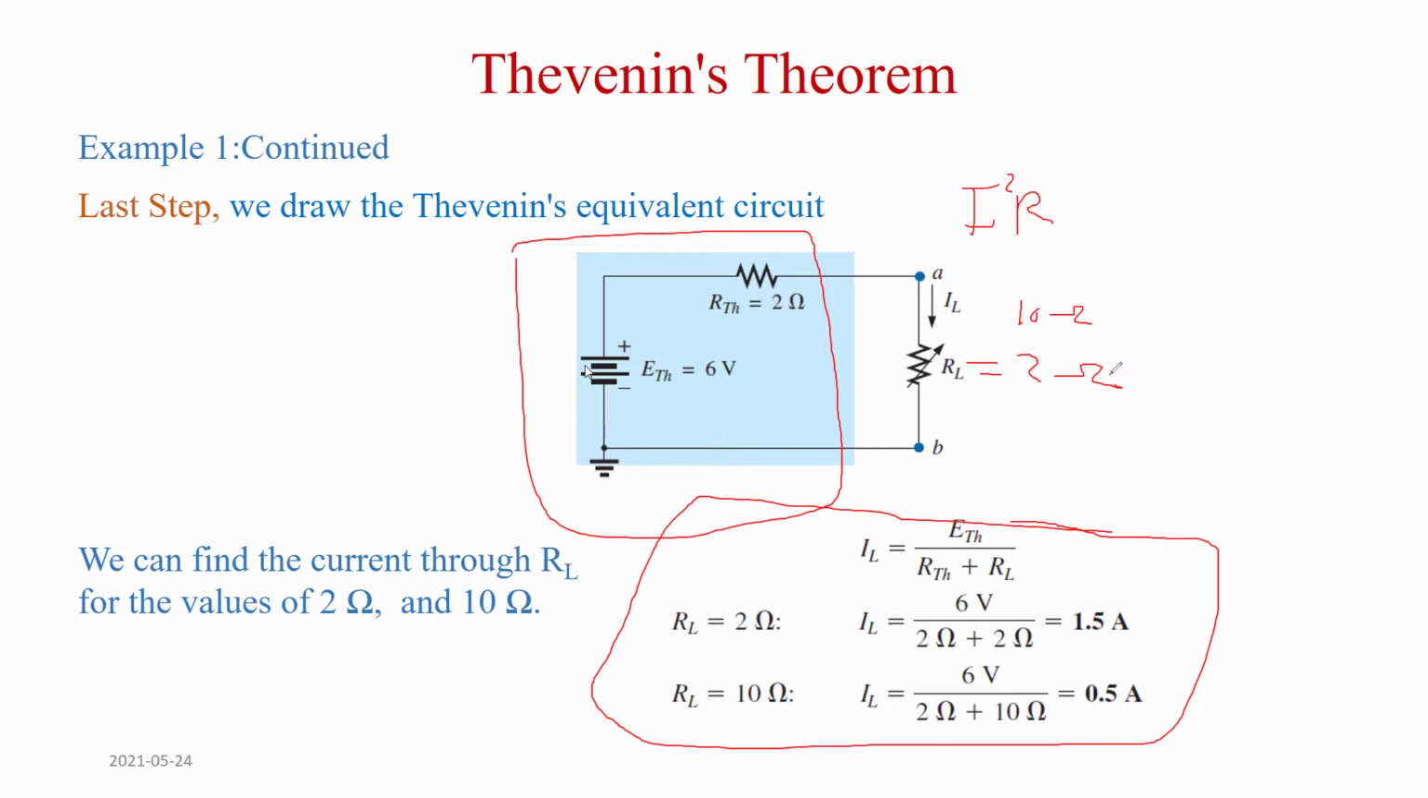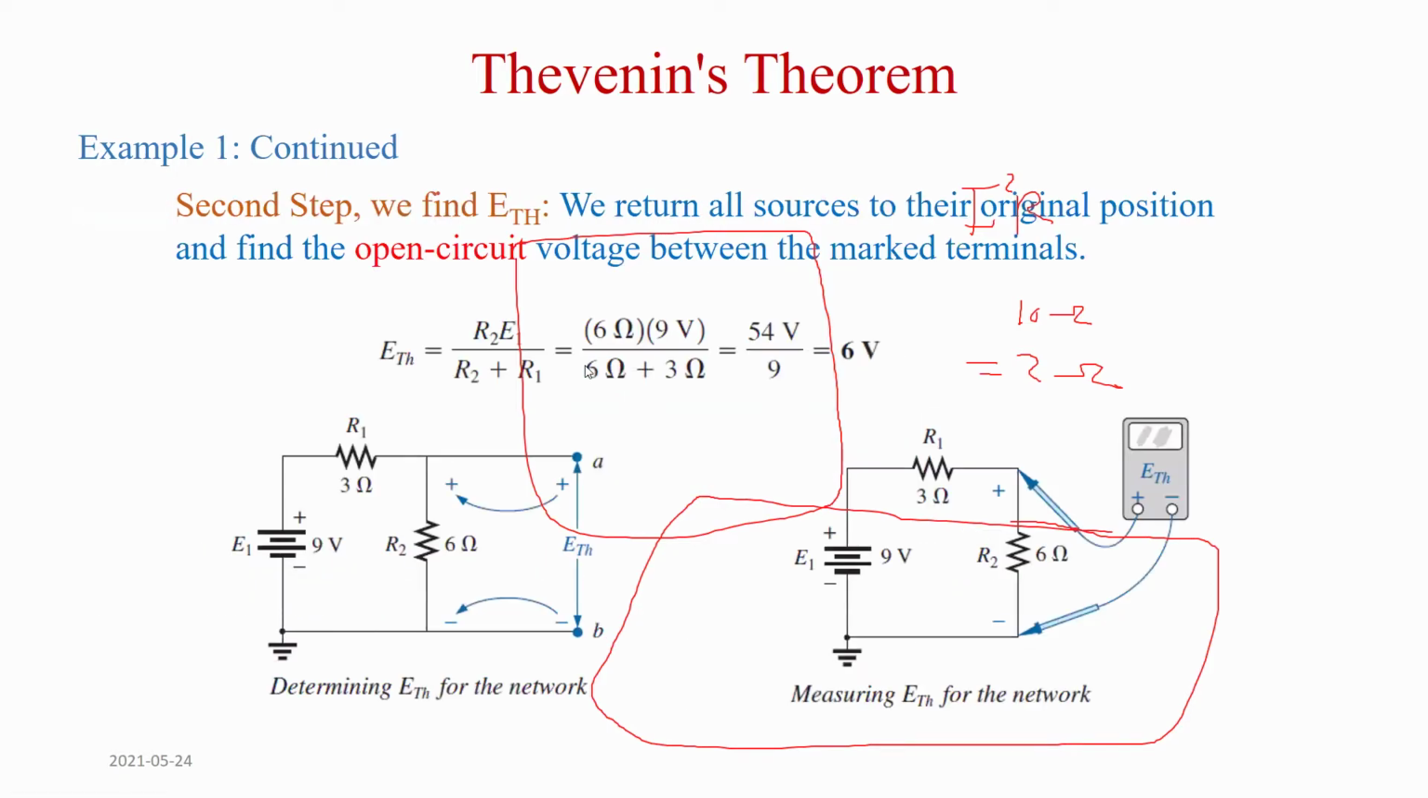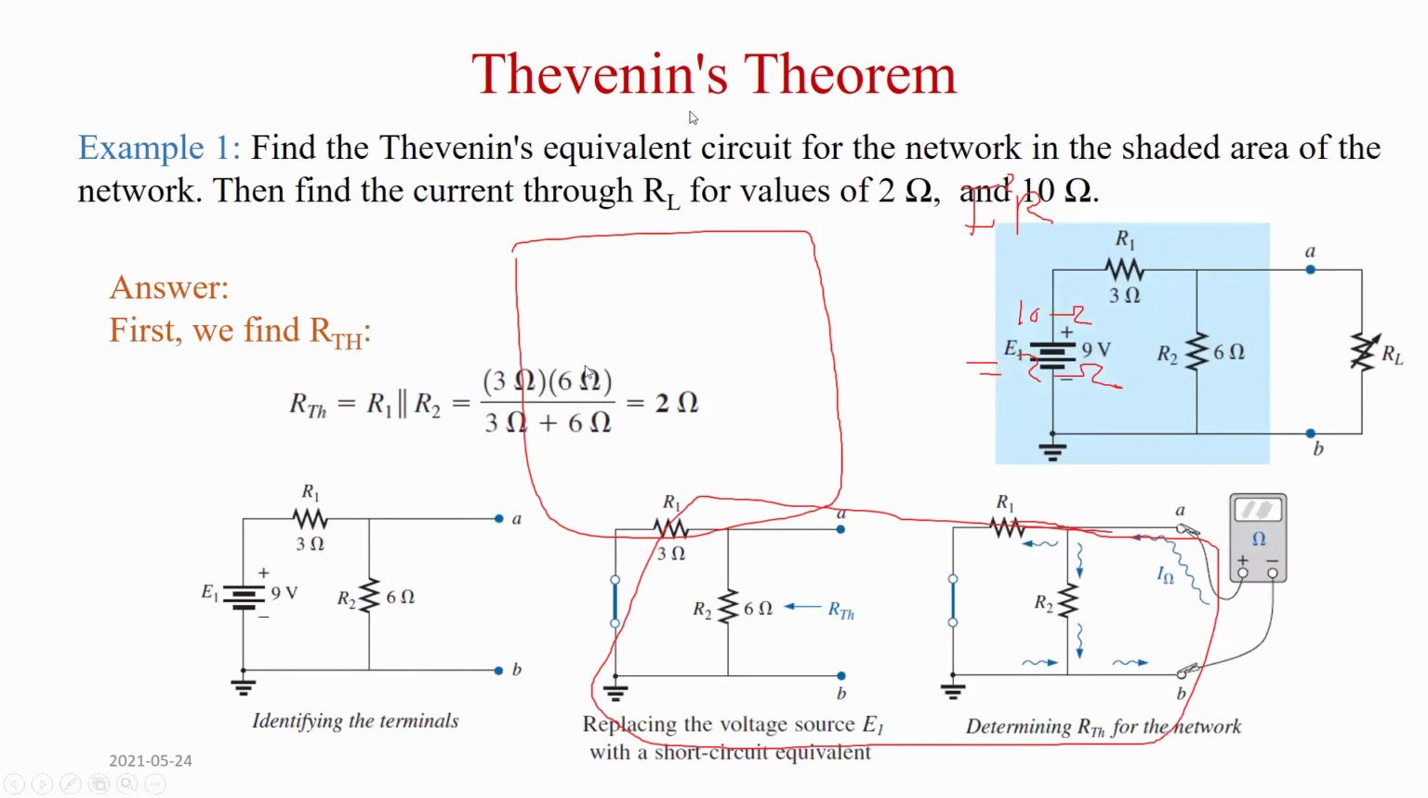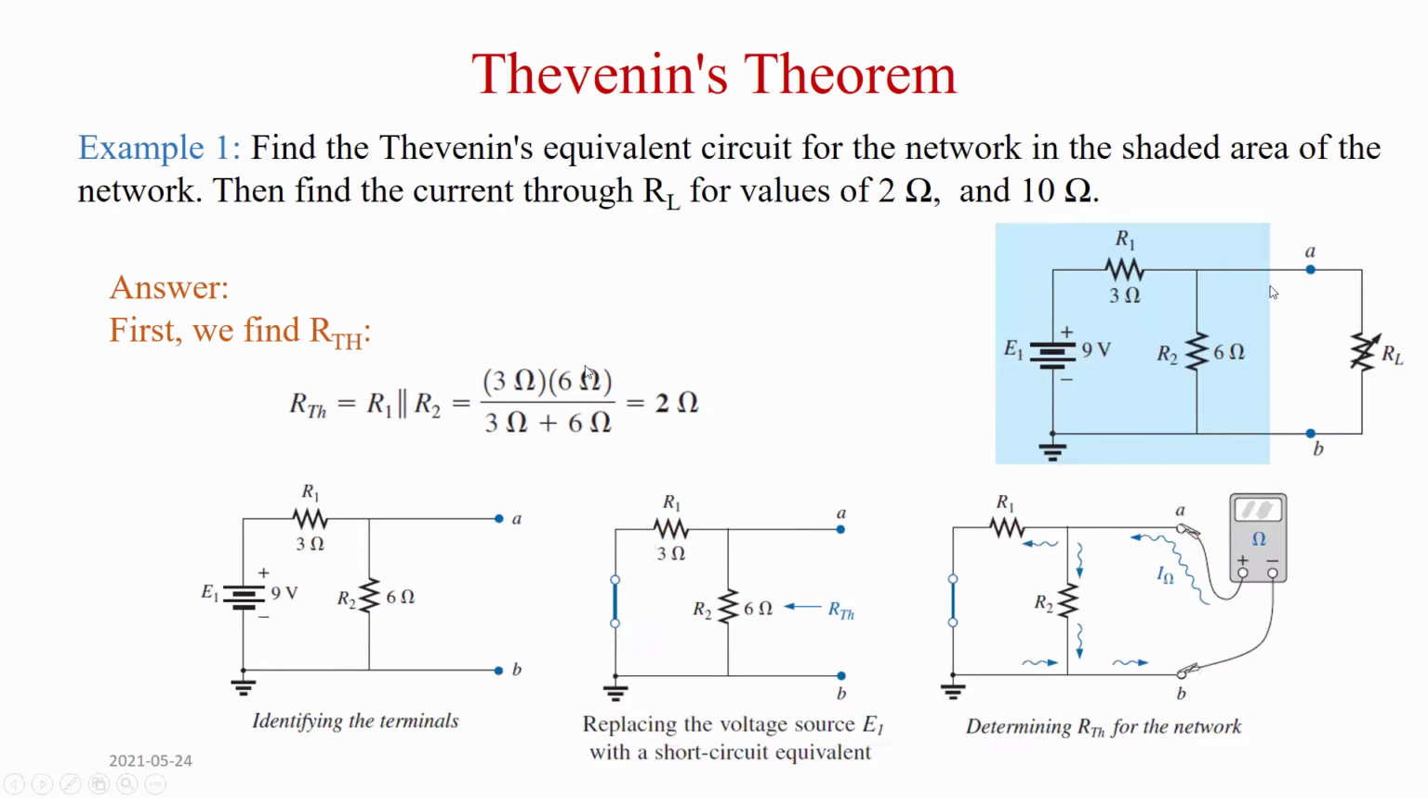Very quick. But if you go to the original circuit, and by the way, even the original circuit is not very complicated. This circuit, if I say this is 2 ohm, it will take you some time to find the current here. It will take you some time.